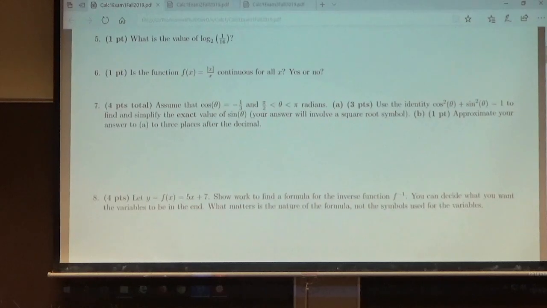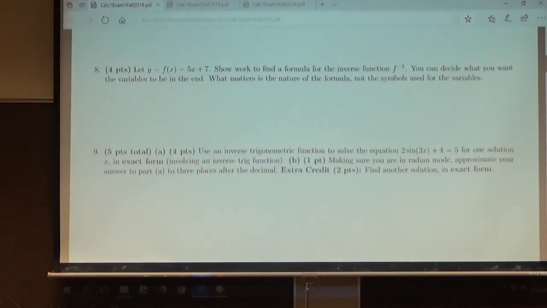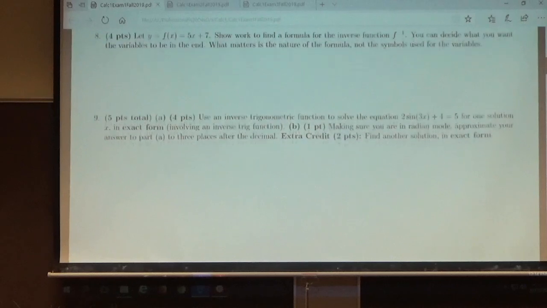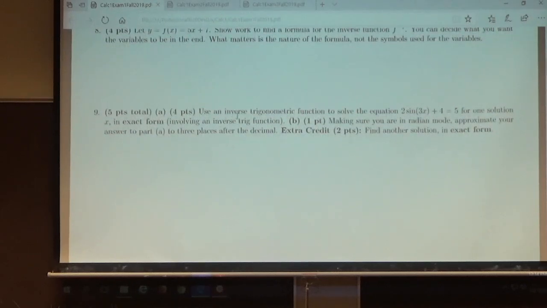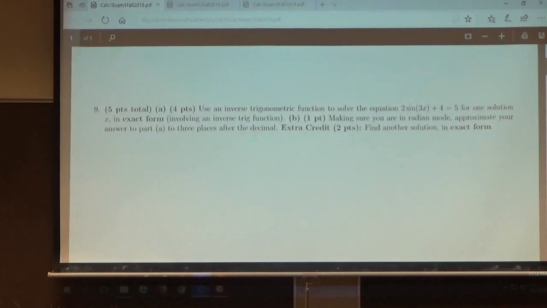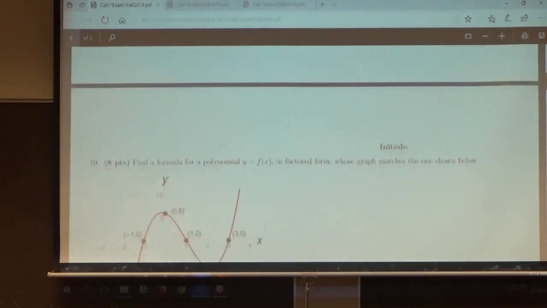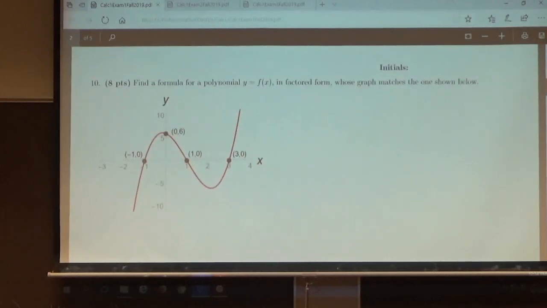Solving for an inverse function is another example. You don't have to swap the variables. It's up to you. Just get the right formula. Use an inverse trig function to solve an equation, a trig equation. And if I put this on your exam, I'll probably put an extra credit for it again. Find a polynomial function that has this graph.